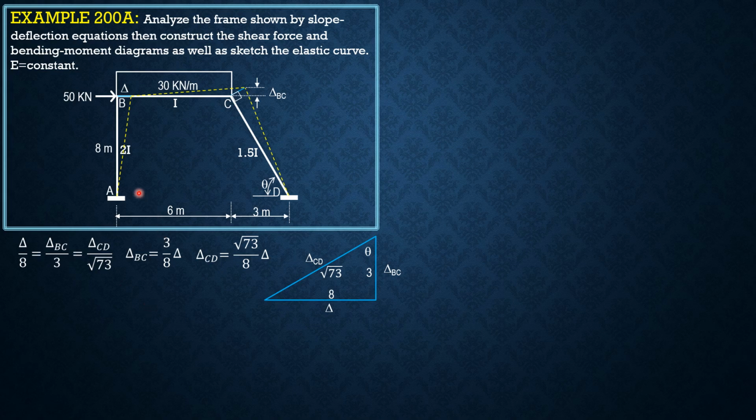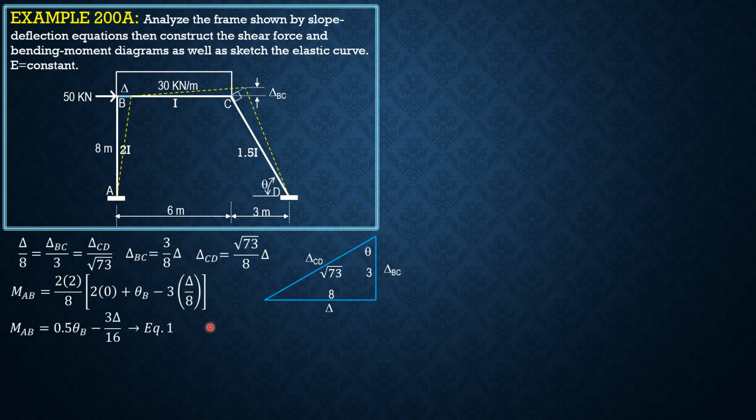So we now establish the first equation, moment AB is equal to 2 times EI 2 over 8, quantity 2 times 0 plus theta B minus 3 times delta over 8. Simplifying, MAB is 0.5 theta B minus 3 delta over 16. Call that equation 1. So MBA, since theta B is doubled in this equation, this becomes theta B then minus 3 delta over 16. So theta B minus 3 delta over 16, call that equation 2.